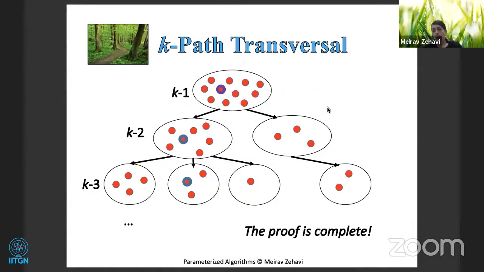Okay, so overall, this completes the existential proof, and using the previous components that we have, we got an order log k approximation algorithm in FPT time for the k-path transversal problem. Okay, so I will end the lecture here.